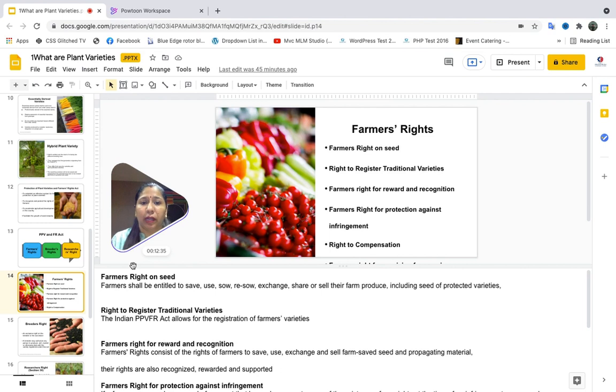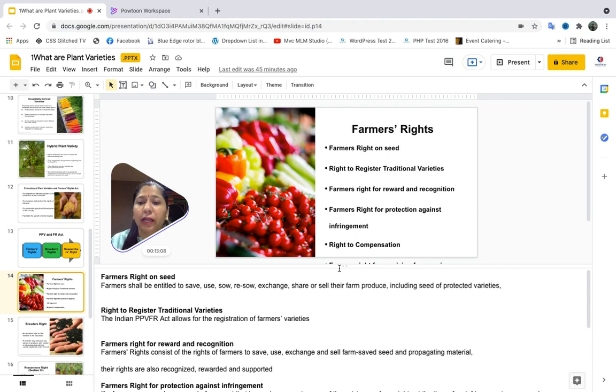Now, what are farmers' rights? Farmers' rights are basically the rights which are granted to a farmer over the production or development of a new plant variety or a plant variety which didn't exist in the past. Farmers' rights are of various types. They are categorized into six forms, like farmers' right on seeds. A farmer who has developed a new variety shall be entitled to save, use, sow, and exchange their farm produce, including seed of a protected variety.